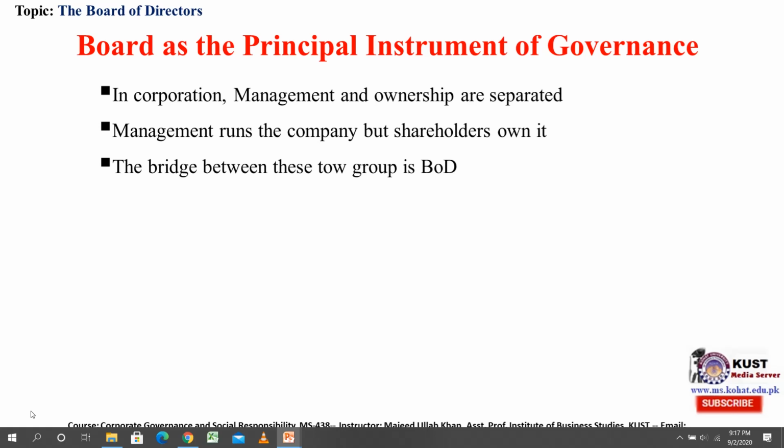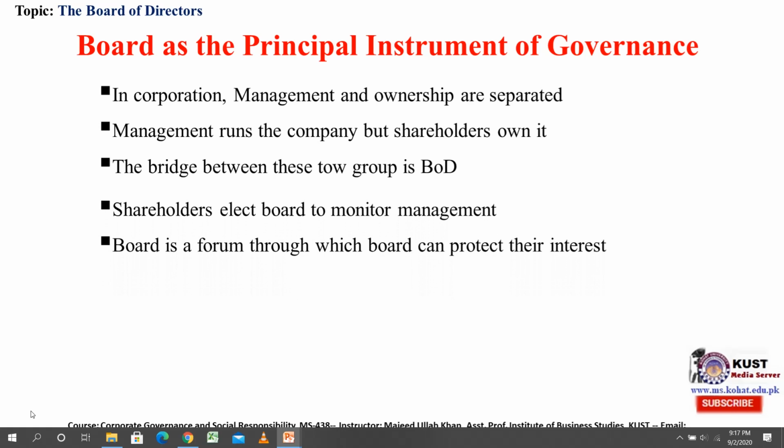For example, shareholders want to increase the value of their wealth, while management controls the resources and may use its power to enjoy huge benefits such as high salaries, high perks, and good offices at the expense of shareholders' benefit. So the bridge between these two groups is the board of directors. Shareholders elect a board of directors in the annual general meeting by casting their votes.